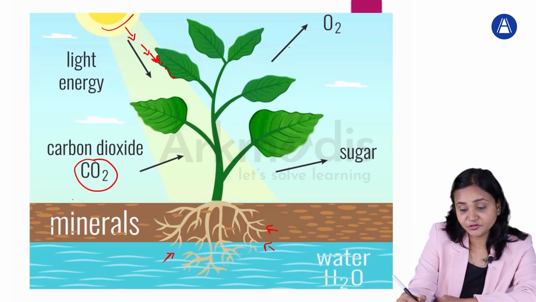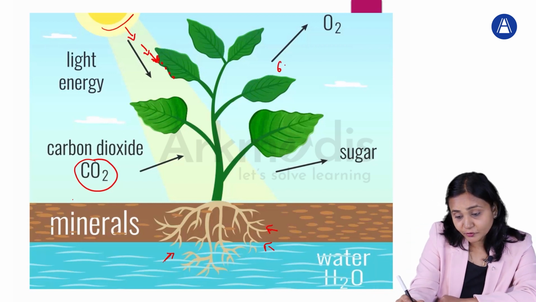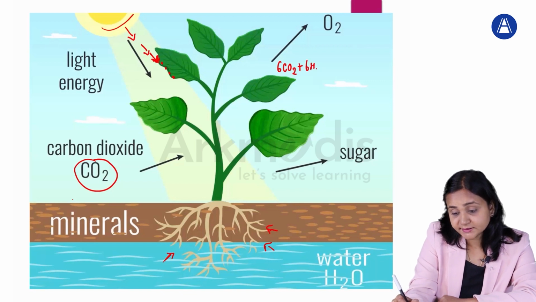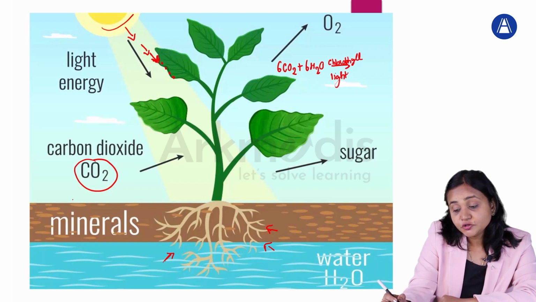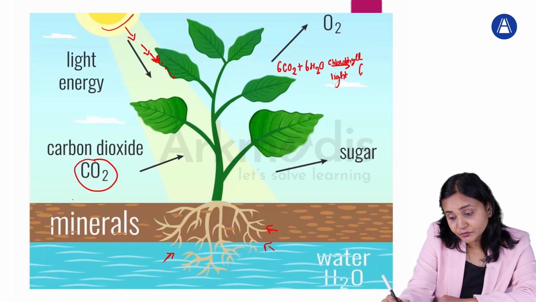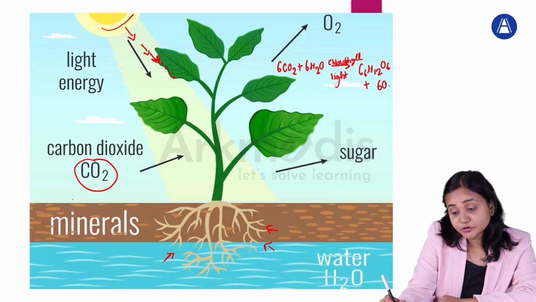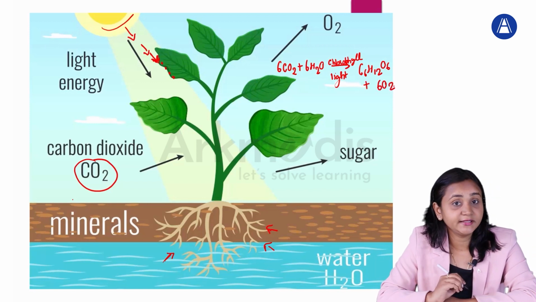We'll write the reaction for it. 6 molecules of carbon dioxide and 6 molecules of water combine in the presence of chlorophyll and light energy to form glucose molecule, that is C6H12O6, and 6 molecules of oxygen are released.